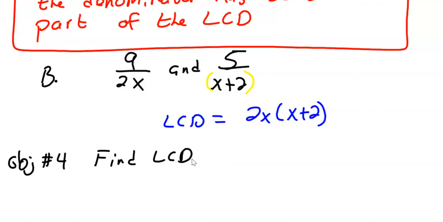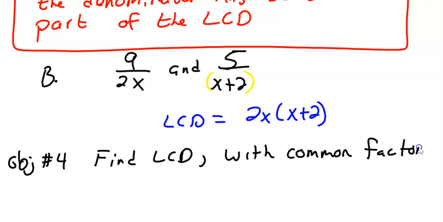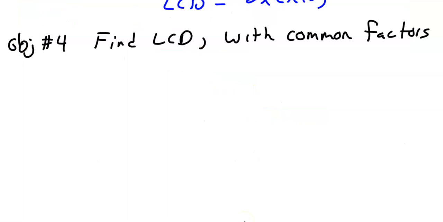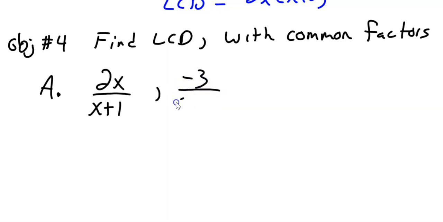Okay, objective 4, still finding the least common denominator. The only thing they do different with objective 4 is that they're going to tell you, okay, this one is going to have some common factors. And you may not see it exactly in the beginning, but once we do one or two of these, you'll go, okay, got what's going on here. So they'll set it up the same way. We'll do 2x over x plus 1 for one of the fractions, and then the other fraction is going to be negative 3 over 5x plus 5.